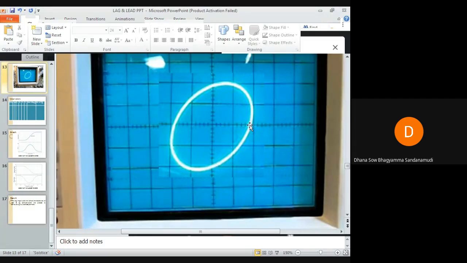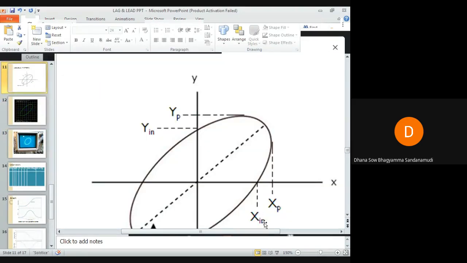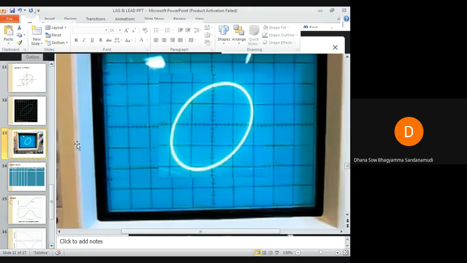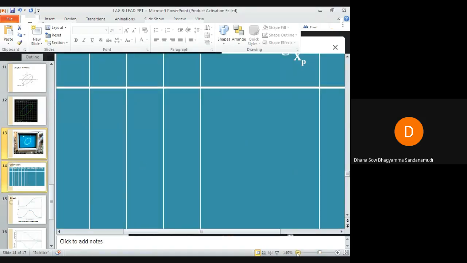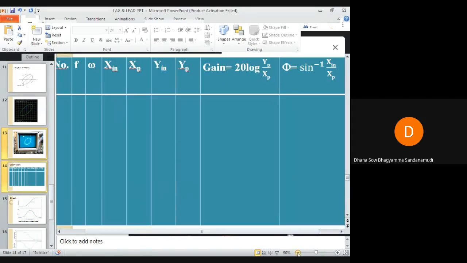Okay, so it is cutting this x-axis at some point, and you consider that value as x in. From the tip of this pattern, draw a vertical line, which will meet the x-axis at some point that you assume as xp. This Lissajous pattern will also cut the y-axis at some point. This is our y-axis. You consider that as y in. From the tip of this pattern, draw a horizontal line. It will cut the y-axis at some point. Assume it as yp.